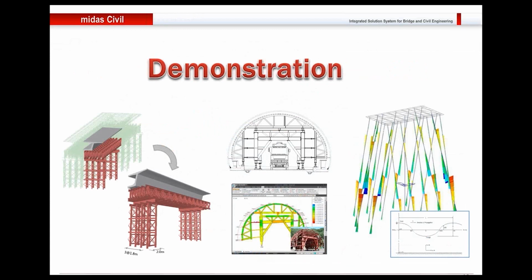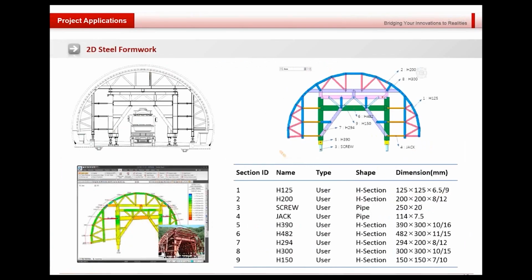So today, as mentioned earlier, we want to check various applications of MIDAS Civil. We are going to make three different types of structure, starting from the 2D steel formwork.